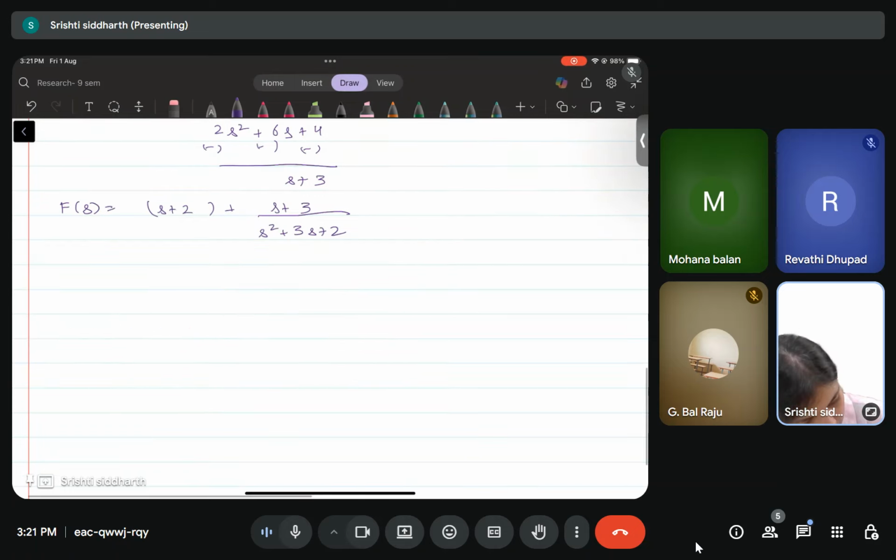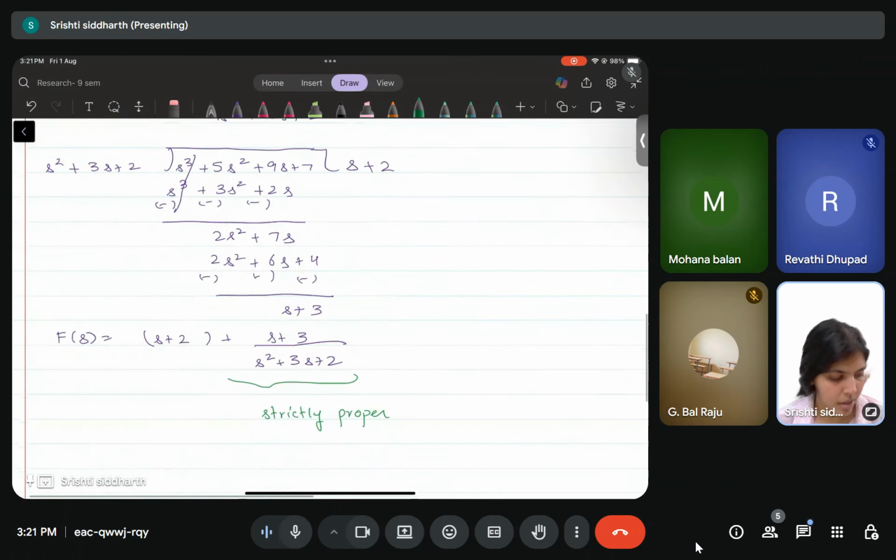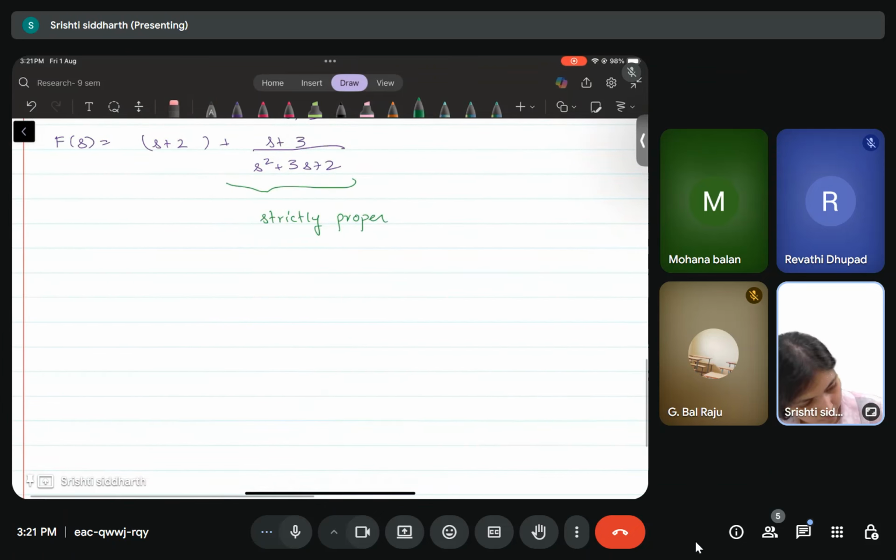Now this is a strictly proper transfer function. So we simplify the expression and use case 1 to solve F(s) when m is greater than or equal to n. This is a strictly proper transfer function. Okay, so now the third case is when F(s) involves multiple poles at the same location.